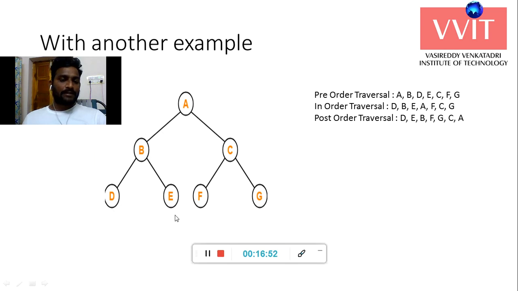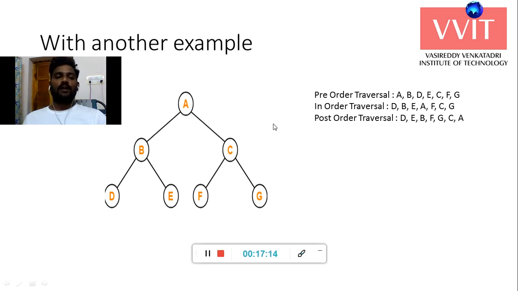Once this left part is completed, we can directly move to the right subtree of the root node. The right subtree of the root node is again another subtree. In that subtree, the left part is F, the next right part is G, and the root node is C. Finally, when left and right are completed, the root node is A. This is called the post order technique.